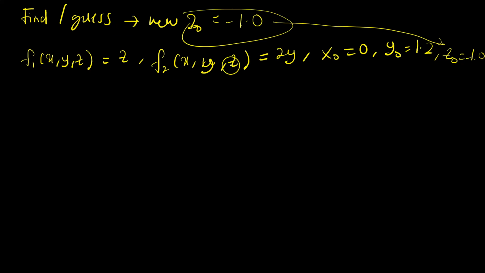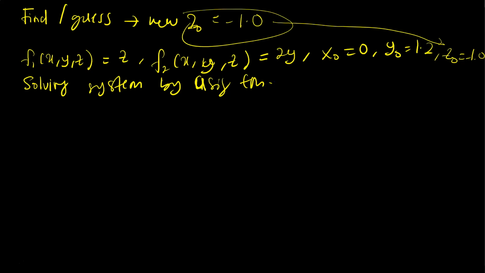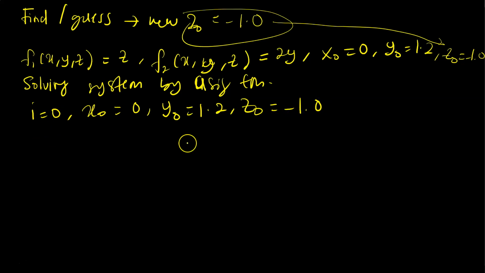So class, once you have this one, again you have to repeat the same process, meaning solving the system by using the Euler method. That is, you need to start with i equal to 0. You already have X0 equal to 0, Y0 equal to 1.2, and also Z0 equal to negative 1.0. So here, when we do this one, we want to find Y1, Z1, X1.